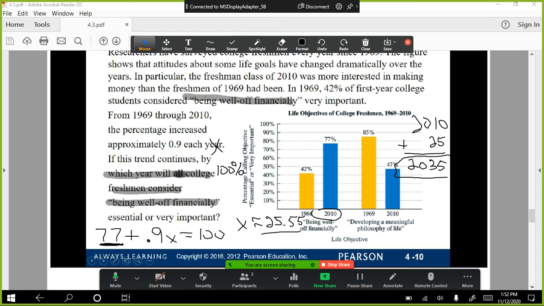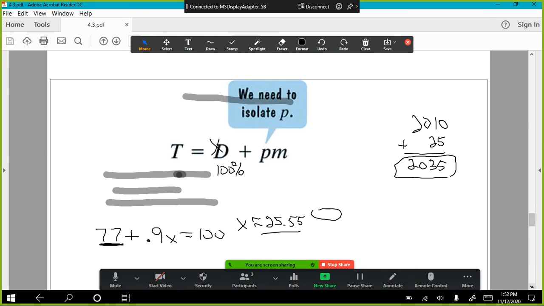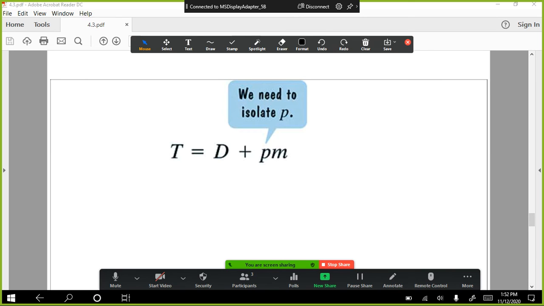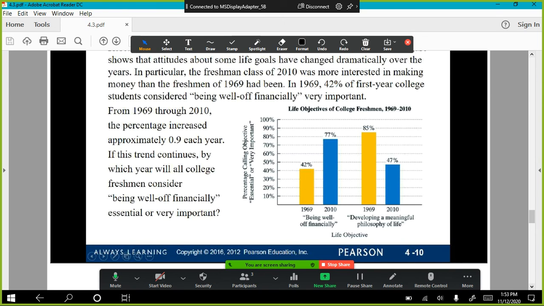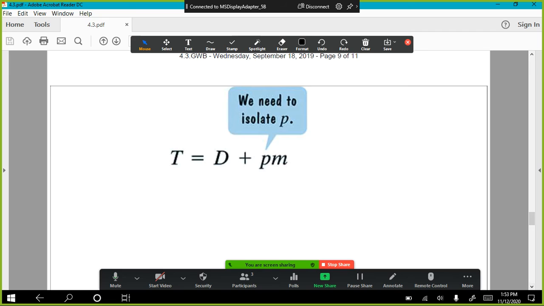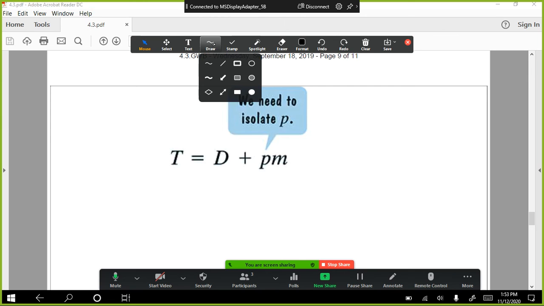All right, the last thing, I believe we're on to: solving formulas for specific variables. So such as this right here, we've got T equals D plus PM. I don't know what this is a formula for, but we want to be able to take a formula that has all different variables, and we have to be able to solve it for separate variables. Right now, it is solved for T. So what we mean is T is by itself. Okay, this is considered solved for T.